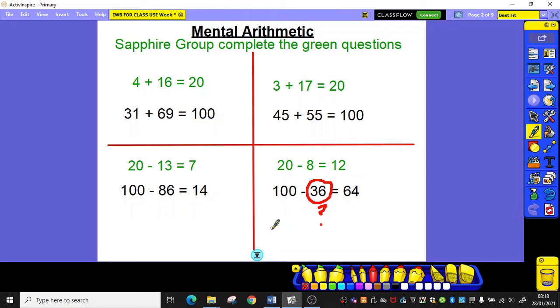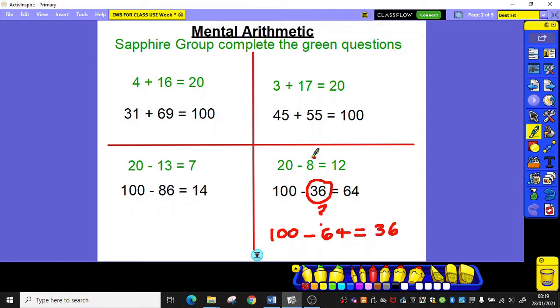Another approach that I could have taken would have been to have done 100 and subtracted the 64. And if I subtract 60, I get to 40. Subtract 4 more and I get the answer 36.